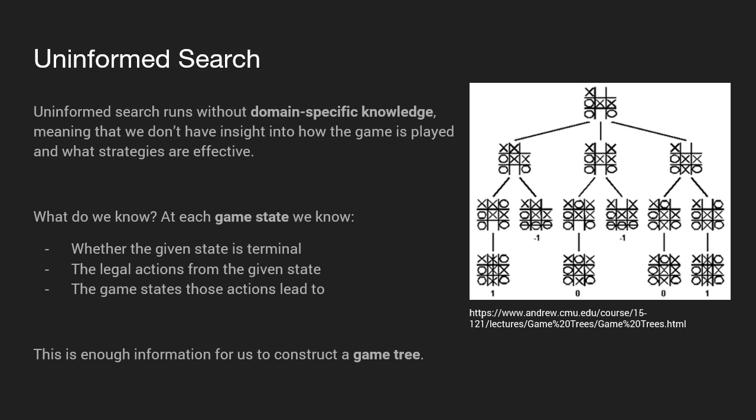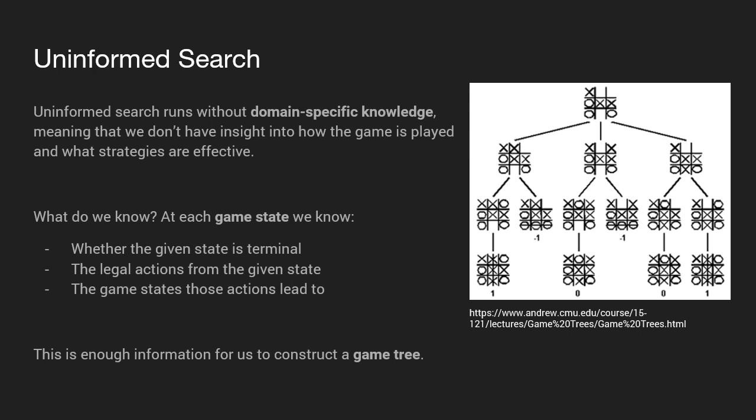So to understand Monte Carlo tree search, we have to understand the class of search problems we're looking at. Uninformed search runs without domain-specific knowledge. So we don't have insight into how the game is played necessarily, what strategies might be effective. All we really know is the game state that we're at. An example of a game state for tic-tac-toe on the right would be the board and whose turn it is. We know whether that game state is terminal, meaning that the game is over. We know what actions we can legally take from that state, and we know what state those actions lead to.